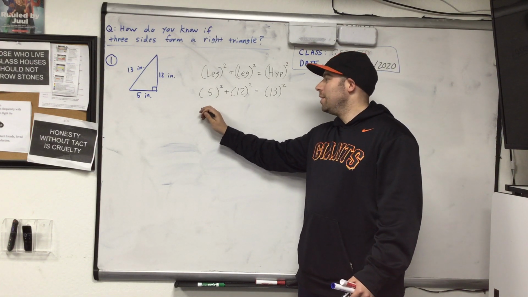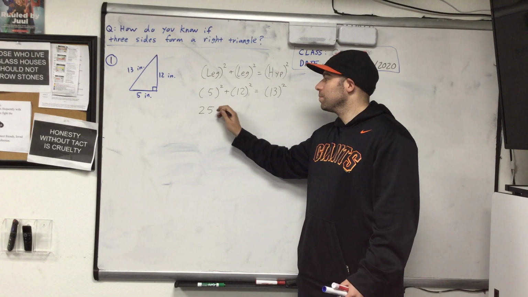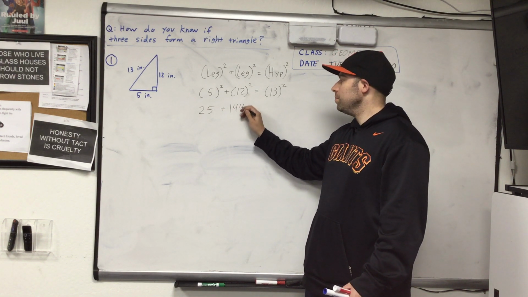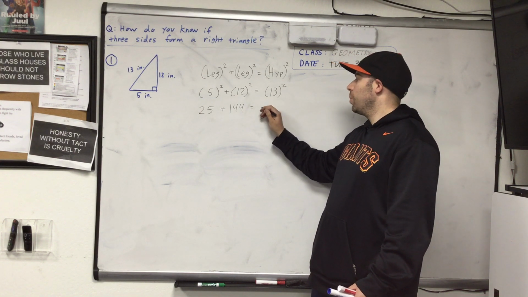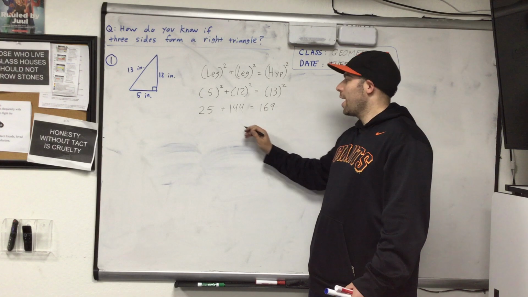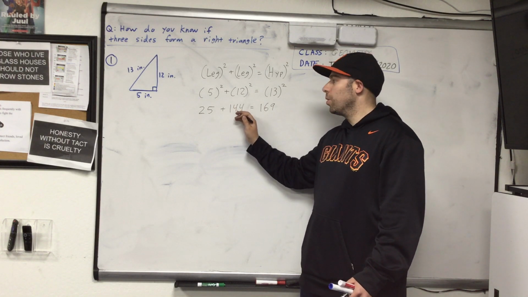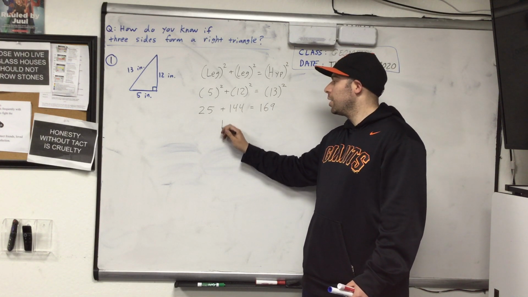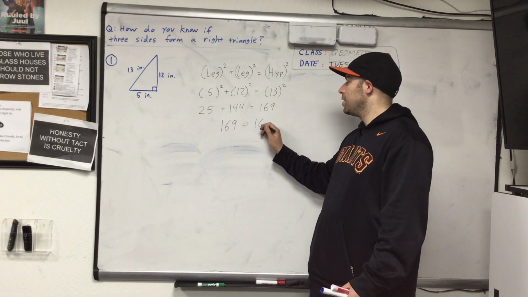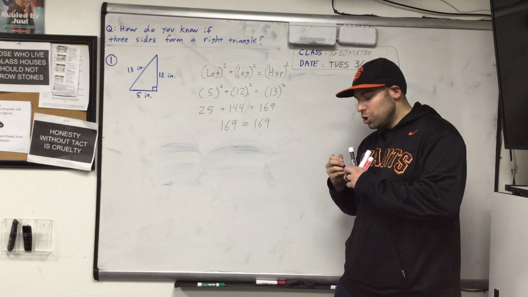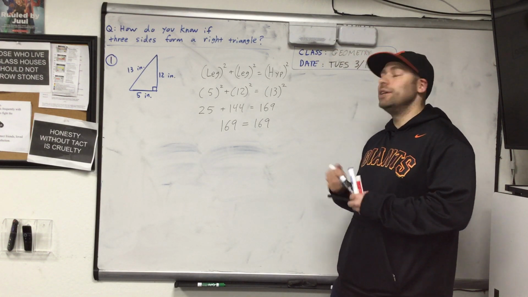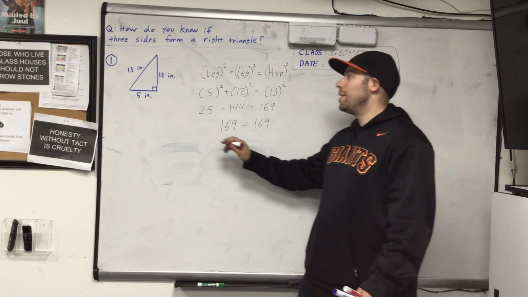5 squared is 25. 12 squared is 144. 13 squared is 169. All right, let's add up 25 plus 144. You can pull out your calculator and you will get 169 equals 169. So, question, do these three sides form a right triangle? The answer is yes, the Pythagorean theorem is satisfied.